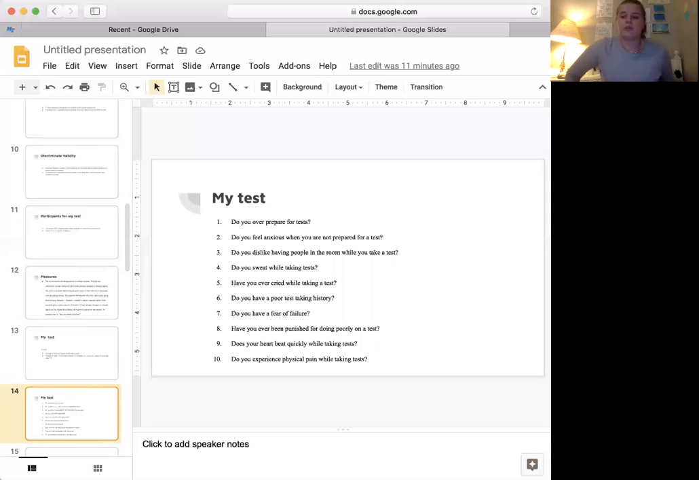I'm going to read off a couple of example items from my test. Do you feel anxious when you are not prepared for a test? Do you sweat while taking tests? Have you ever cried while taking a test? Do you have a fear of failure? Does your heart beat quickly while taking tests?